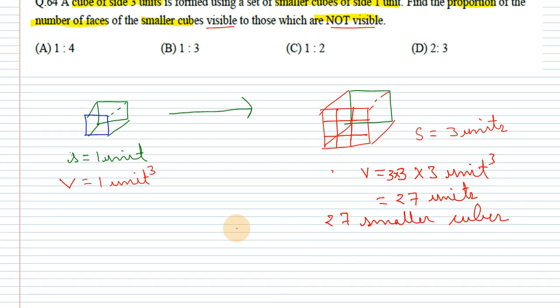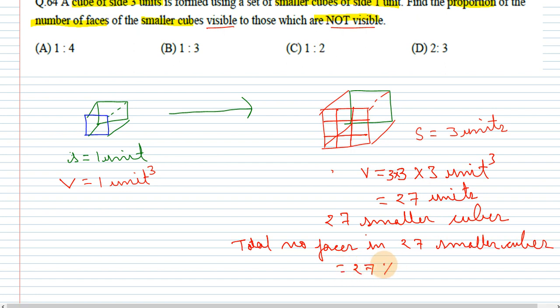Now we have to find the number of faces. If we find the total number of faces in the 27 smaller cubes, we know that one cube has 6 faces, so 27 cubes will have 6 times 27, which is 162. Right? If I am not wrong. Okay, fine.